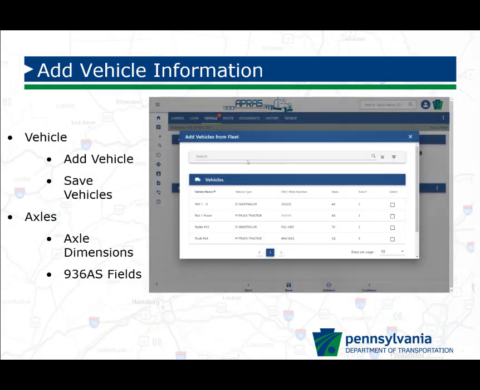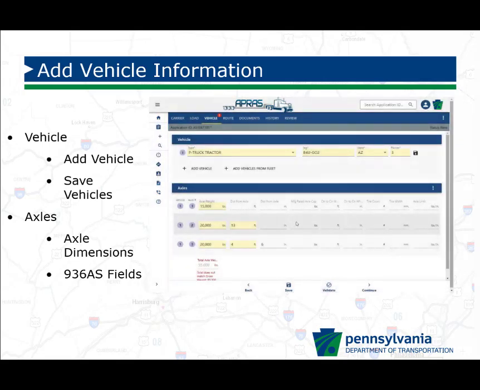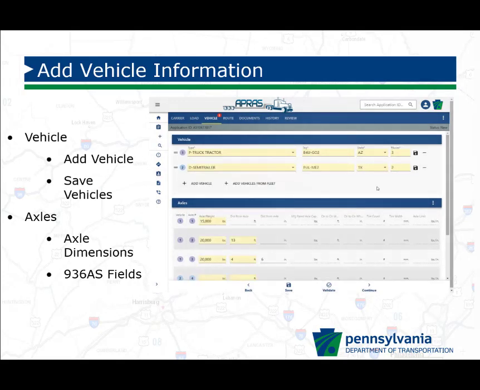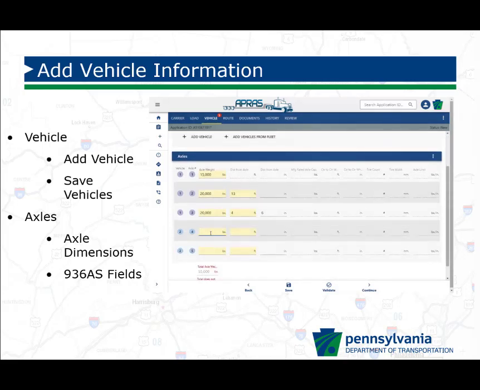The Vehicle tab captures your vehicle and axle information. If your organization has vehicles saved, you will be able to import them into your application by clicking Add Vehicle from Fleet. Or you can start fresh by clicking Add Vehicle. Once you've added your vehicles and number of axles, enter the axle dimensions.